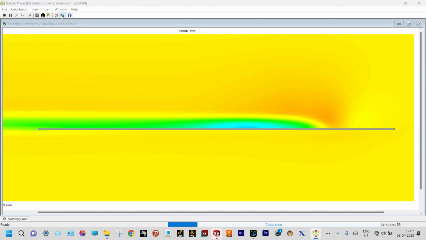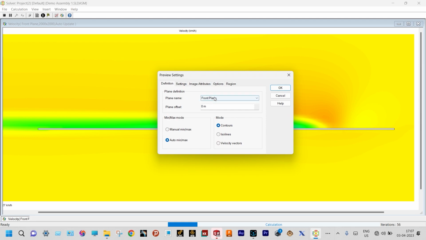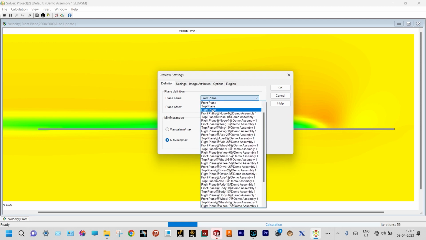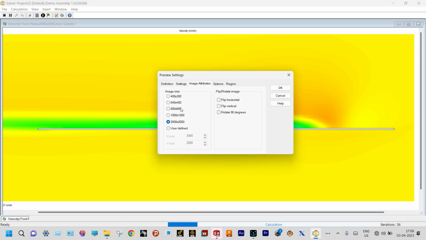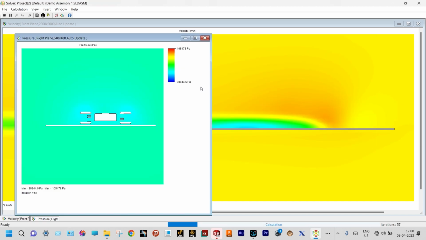Let us view it from here. We can change the orientation from front plane to right plane. And from image attributes, we'll change the resolution from the existing one to a smaller one, right? Let us take this one to 640 by 480. Yeah, this one from front plane.